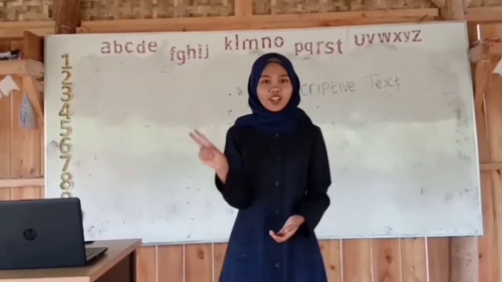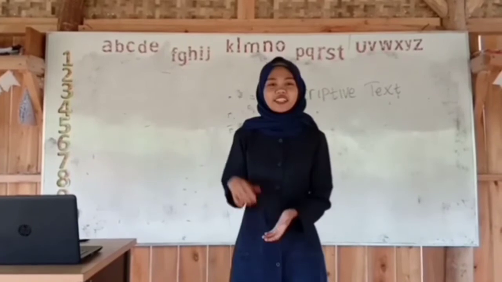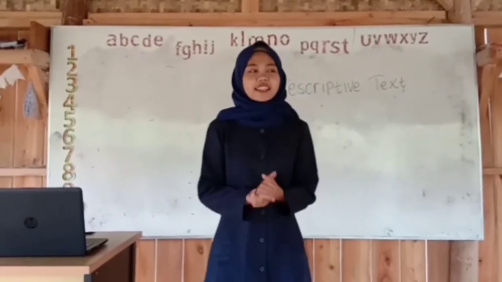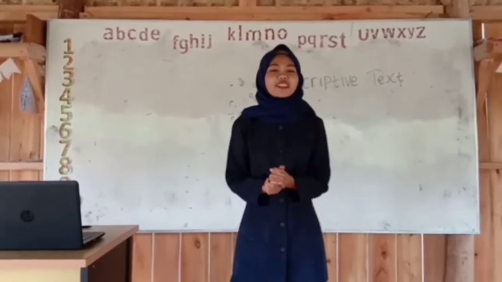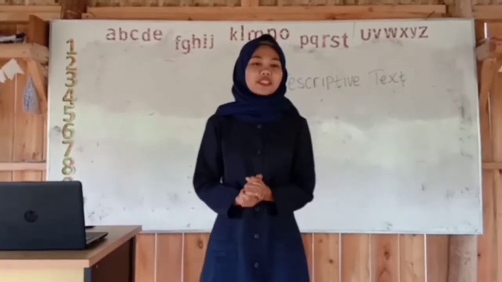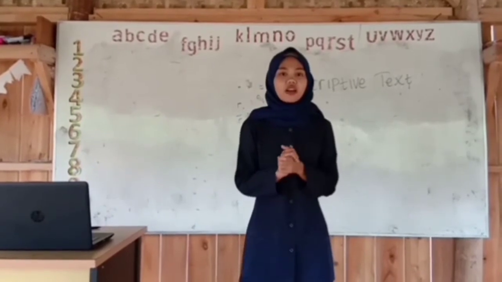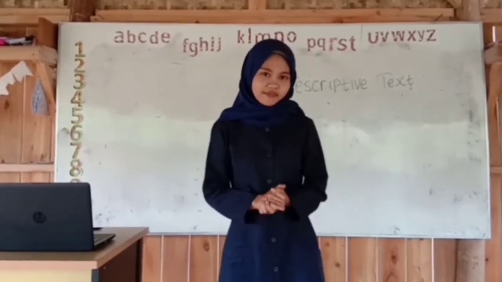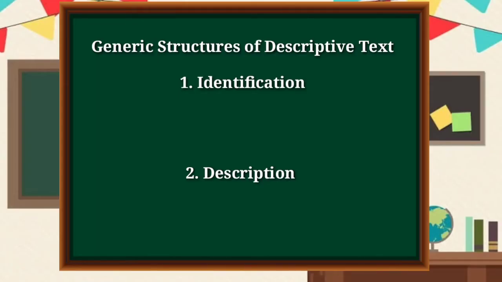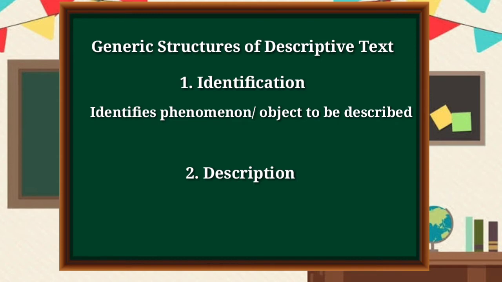There are two parts of descriptive text. There are identification and description. Jadi, apa sih yang dimaksud dengan identification, dan kemudian apa sih yang dimaksud dengan description? So, let's take a look at this explanation. There are two parts of descriptive text. They are identification and description. The first one is identification. Identification is to identify the phenomenon or object to be described.